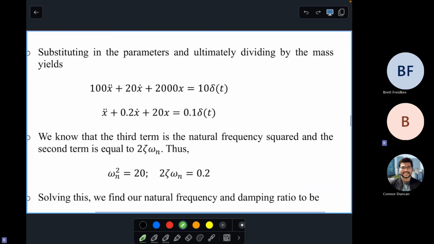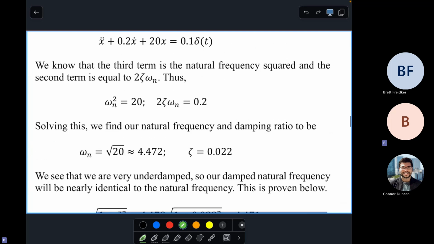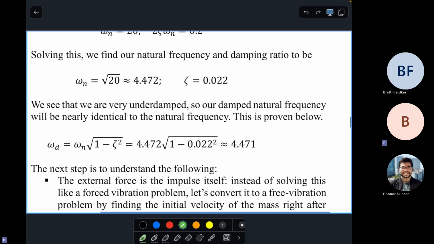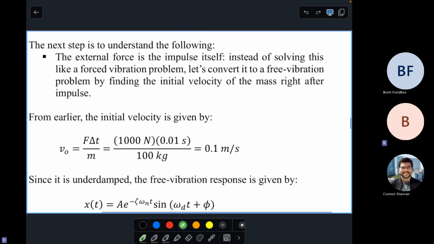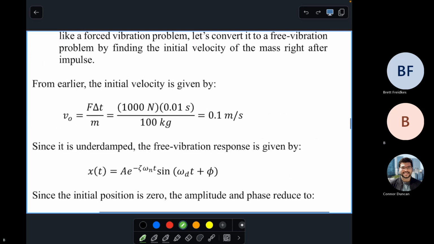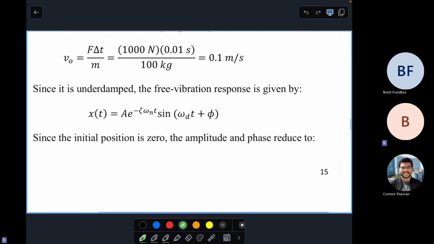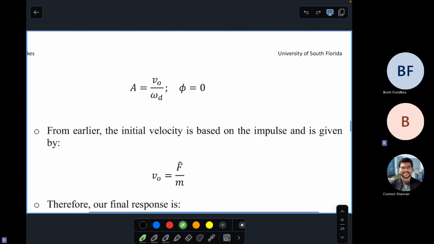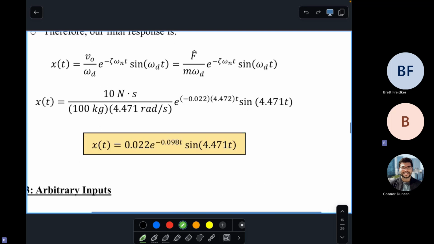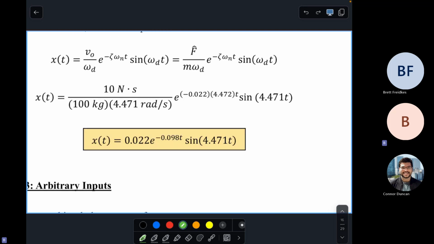So I plugged in some numbers. We're able to find what the natural frequency is, what the damping is, do a little bit of math. There are two ways of doing it, but the way that I would recommend is to say that v naught is just the impulse over m. That's the initial condition, F hat over m. Then you'll use that. We know it's underdamped because of the damping. And then you can determine what the response is of that mass.